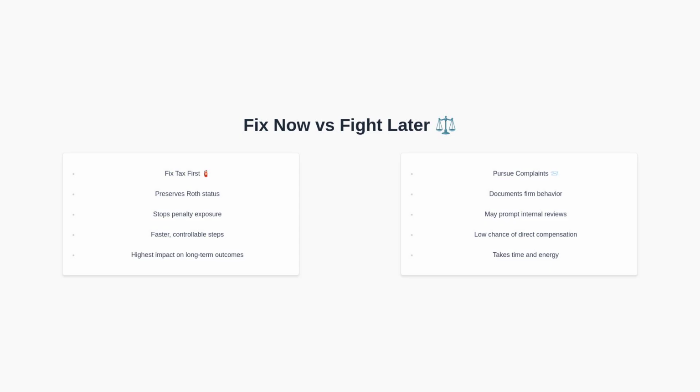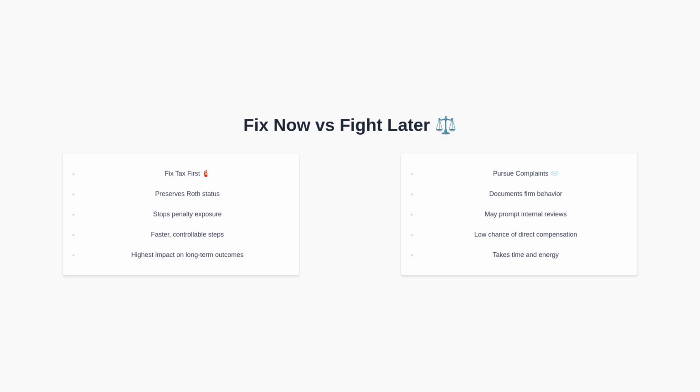Comparing the two tracks, fixing the tax issue first preserves the Roth status, stops penalty exposure, and offers faster, more controllable steps with the highest impact on long-term outcomes. Pursuing complaints documents a firm's behavior and may prompt reviews, but offers a low probability of direct compensation and requires considerable time and effort.